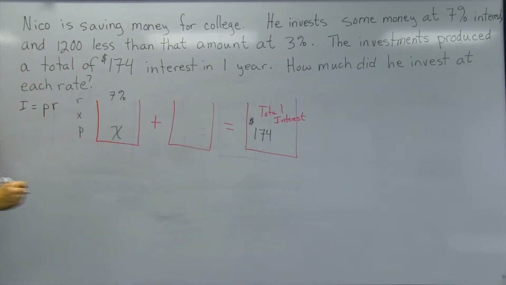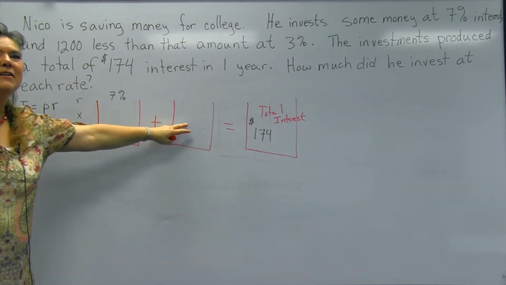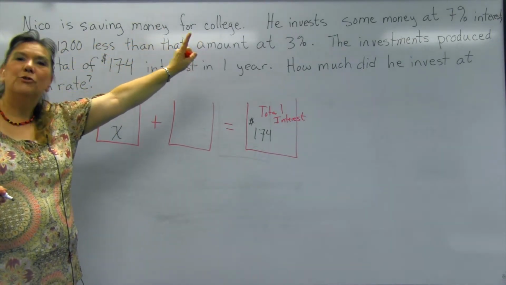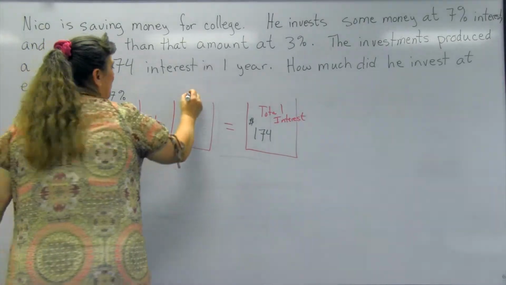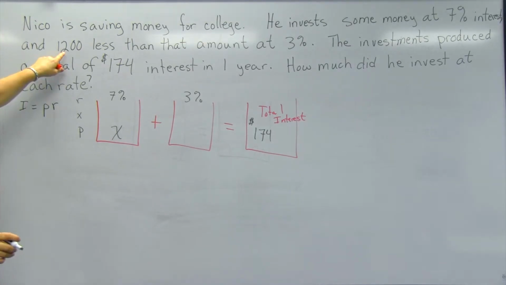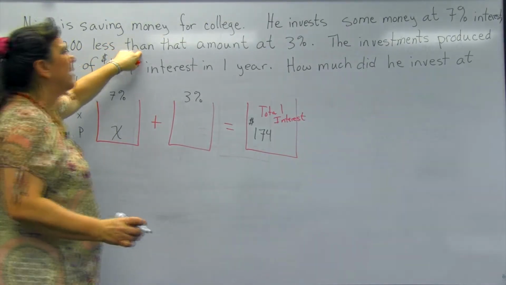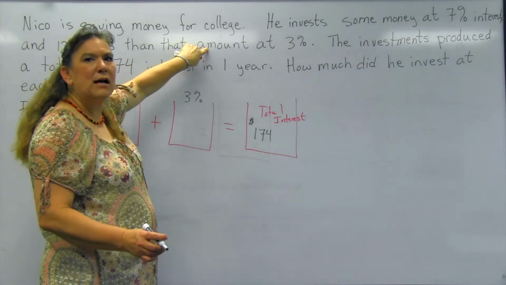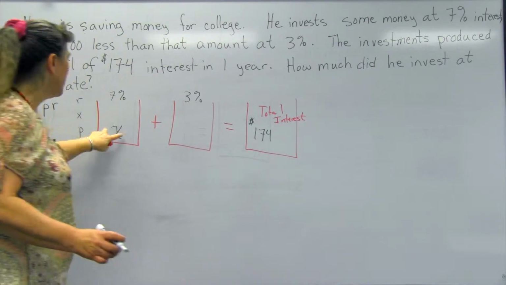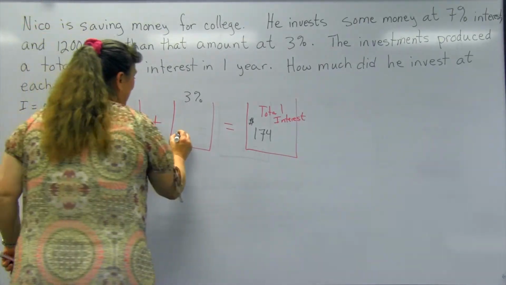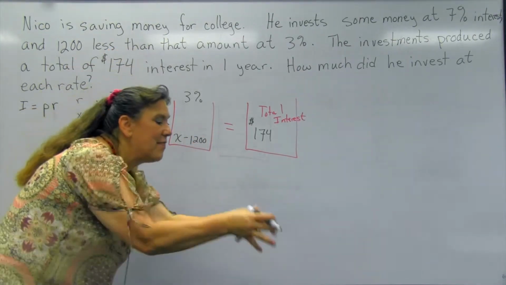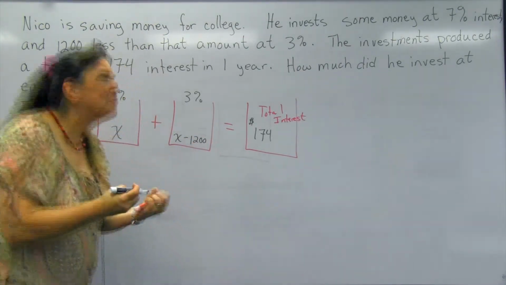Okay, and then what is the interest on our second one? Let's read it. $1,200 less than that amount at 3%. That's right. It's that 3% interest. And how much did we invest here? That one's a little tricky. It says $1,200 less than that amount. What does that amount refer to? It refers up here to the some money. And what was our some money? Yeah, you're right, it was X. So it's X minus the 1,200 because it says 1,200 less than that amount. That amount's already there. You're taking 1,200 from it, guys.